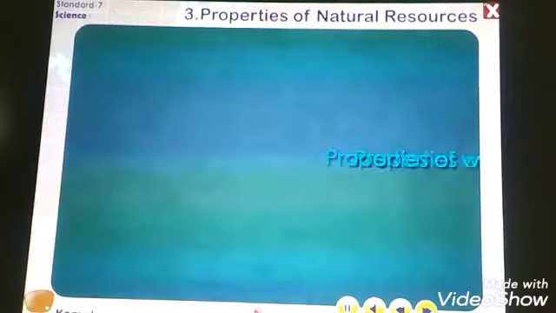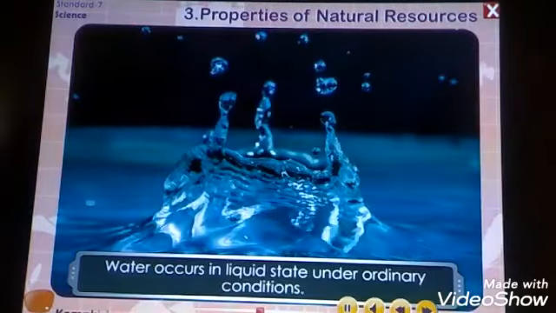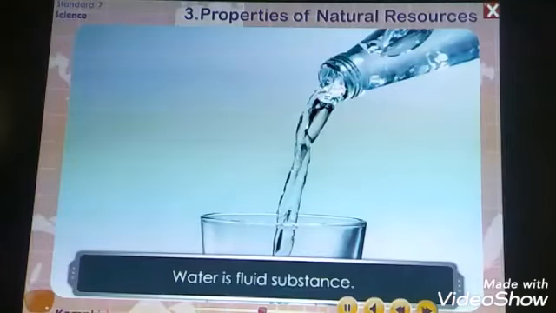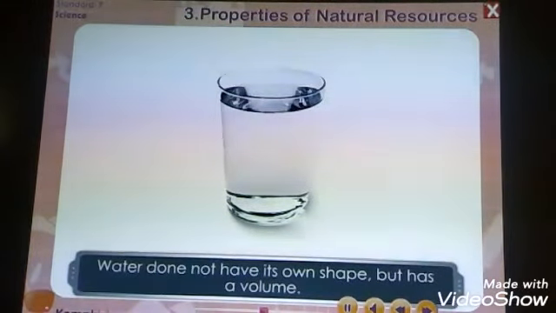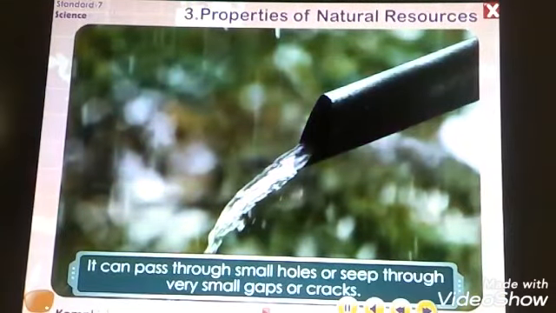Properties of water. Water occurs in all three states of matter, that is solid, liquid and gaseous. Water occurs in the liquid state under ordinary conditions. Water is a fluid substance. Water does not have its own shape but has a volume. It can pass through small holes or seep through very small gaps or cracks.